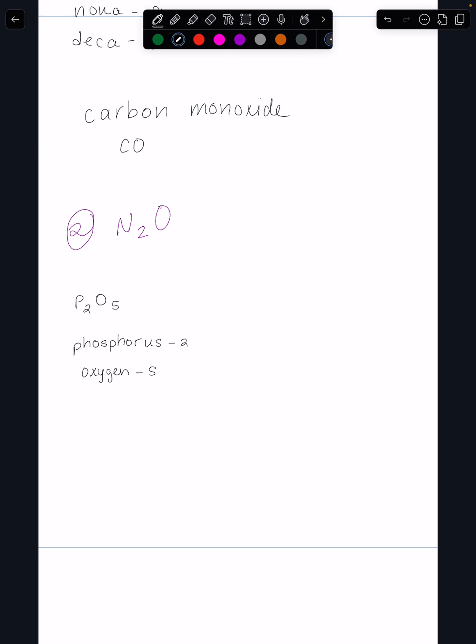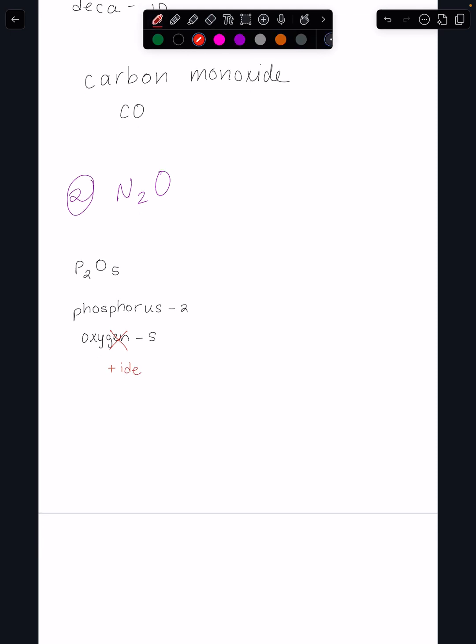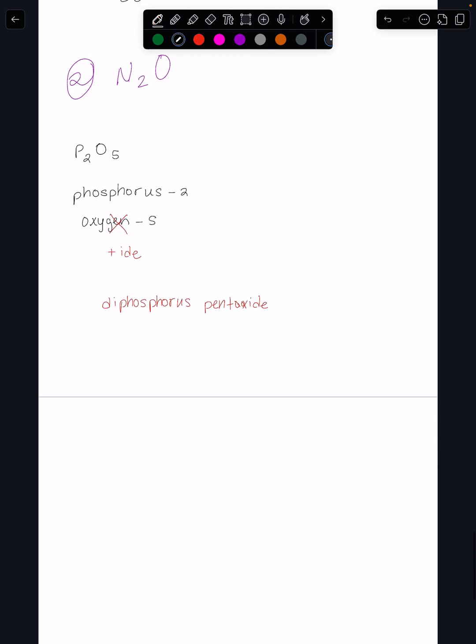When you, typically the second element in the formula, you will drop the ending and then add ide, IDE. So 2 phosphorus and 5 oxygen would be diphosphorus pentoxide. All right.